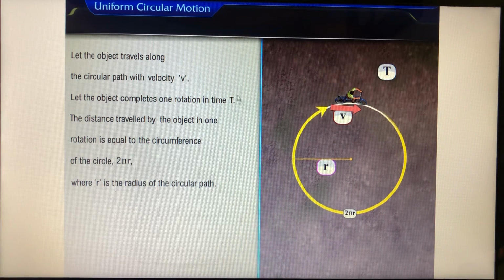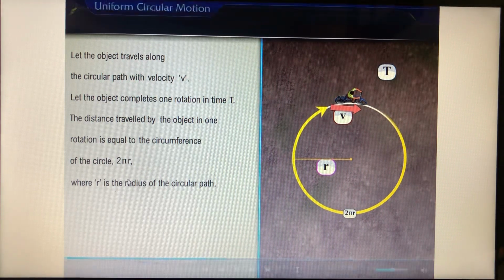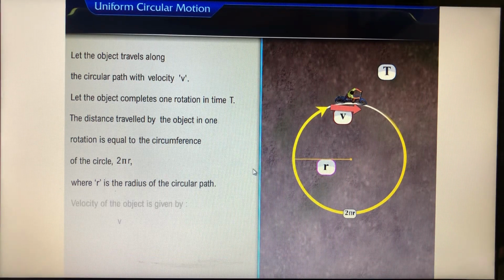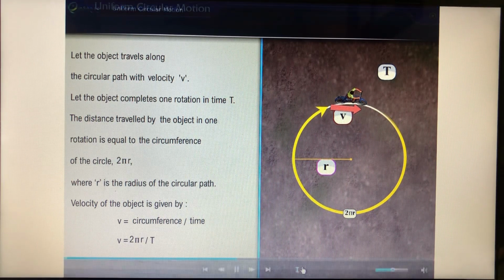Time t is always measured in seconds. The distance traveled by the object in one rotation, when it completes one rotation, is nothing but the circumference of the circle. So the formula is 2 pi r, in which r is the radius of the circle. Then velocity is equal to circumference divided by time. v is equal to 2 pi r divided by t.